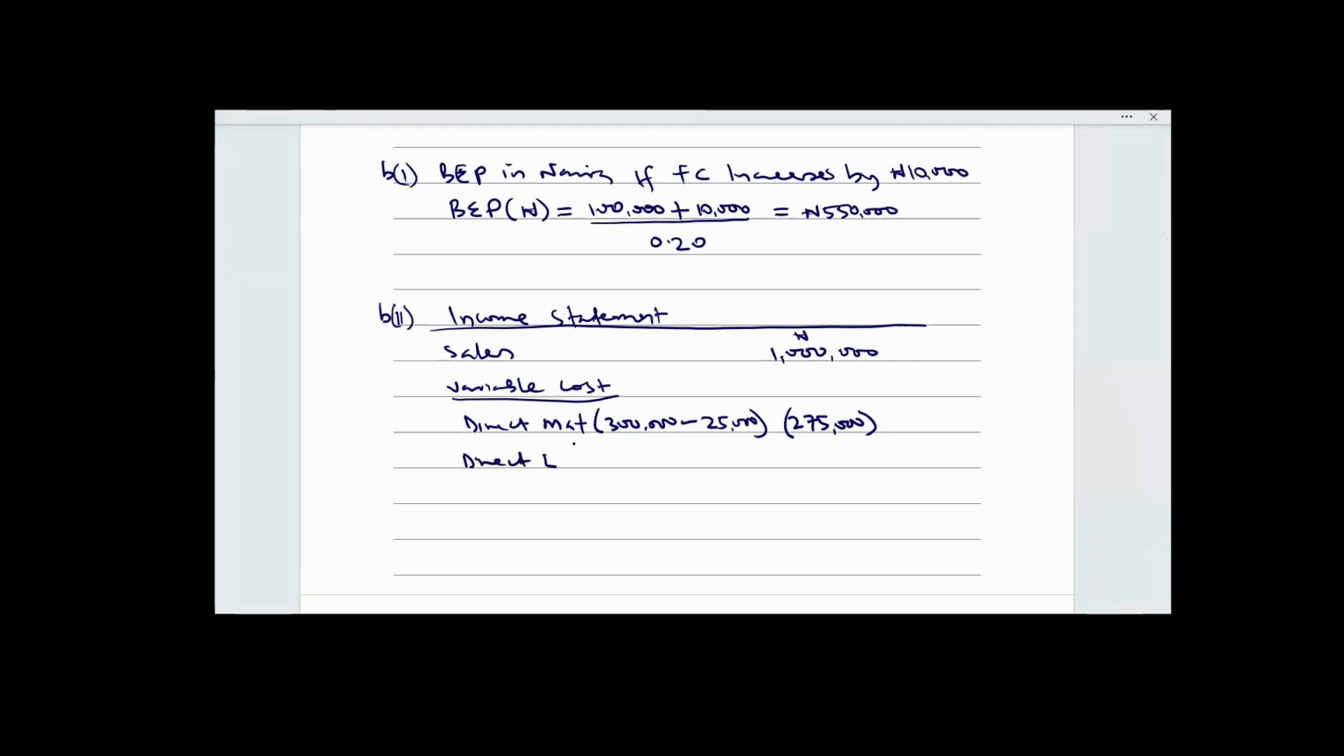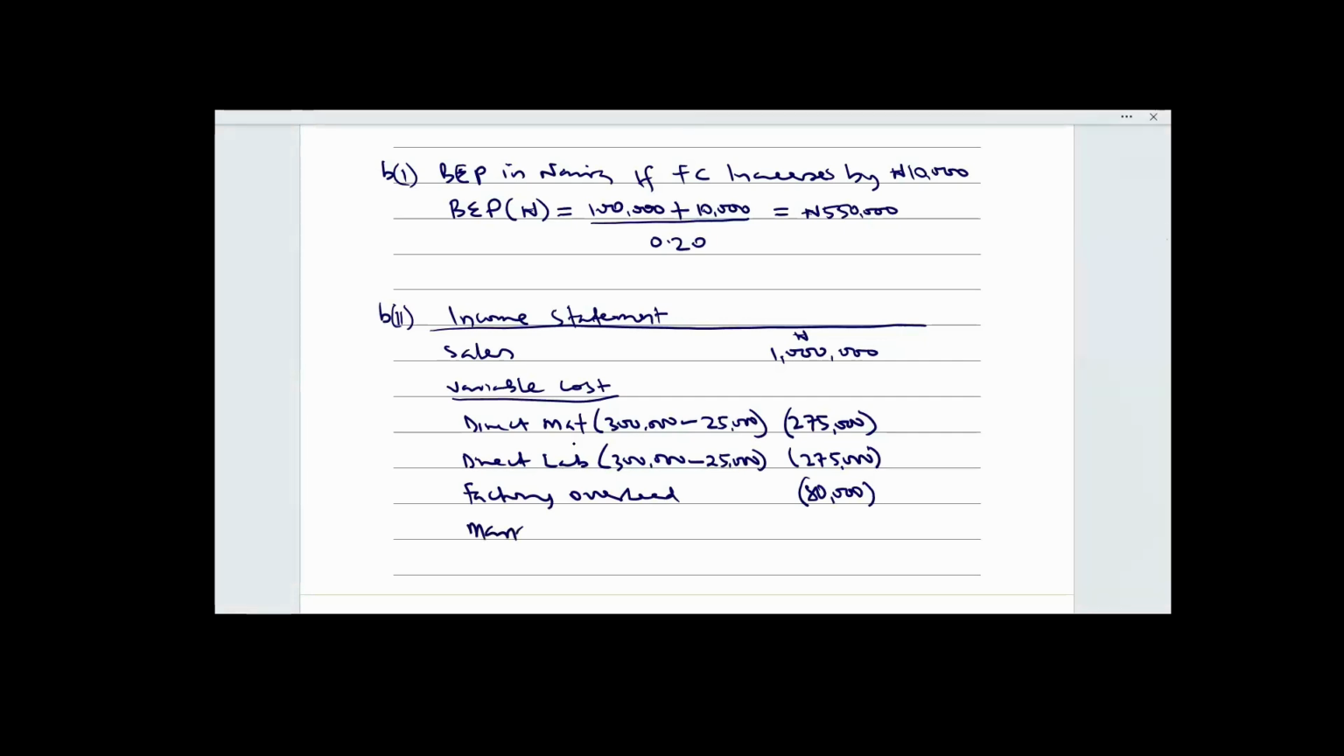Direct labor, 300,000. You also save 25,000 naira from there, so that will reduce it to 275,000. Next item, you also have variable factory overhead. Factory overhead is the same, it's not changing, which is 80,000 naira. After that, we also have variable marketing expenses, 70,000.